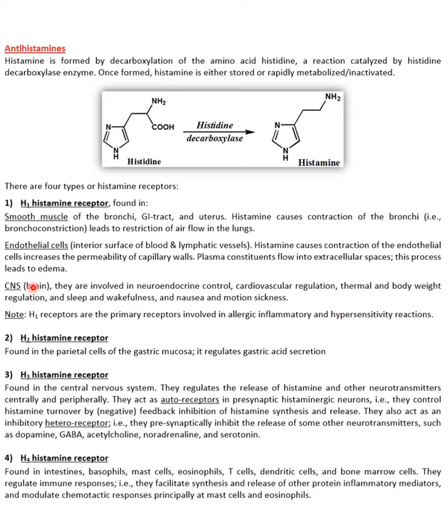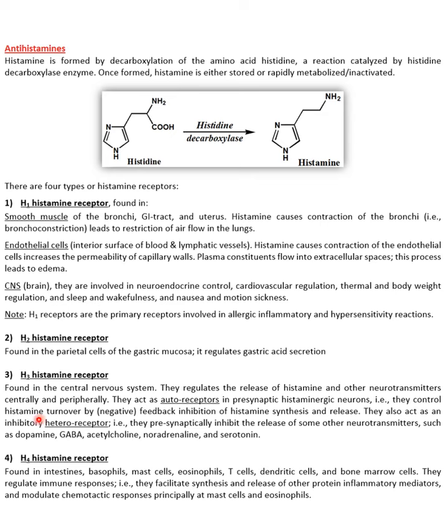The 3rd part where histamine can be found is at the CNS, in the brain, and in this case the release of the histamine from the vesicles in the brain makes the histamine act as a neurotransmitter, and it can play a role in the neuroendocrine control, the cardiovascular regulation, and thermal and body weight regulation, as well as the sleep cycle, and affecting things like nausea and motion sickness.